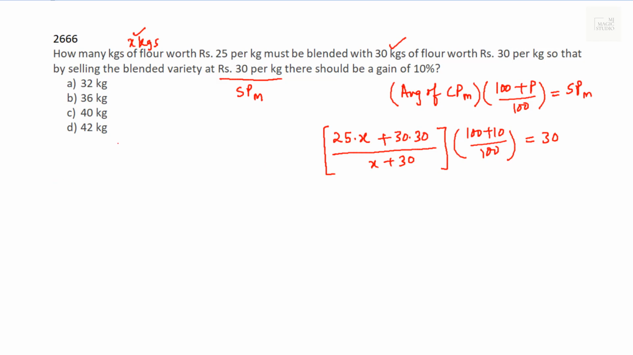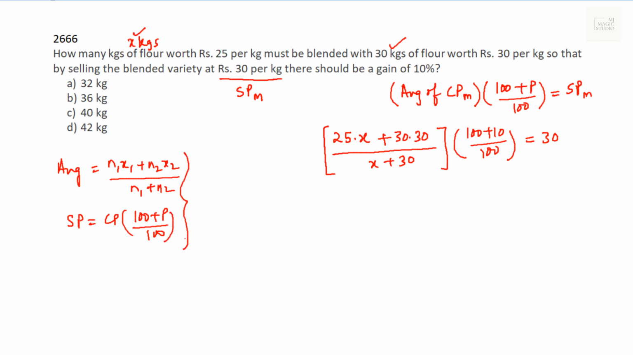The simple formula goes like this. How to find the average? We know that average is given by n1 x1 plus n2 x2 divided by n1 plus n2. That is what we have used. And selling price is cost price into 100 plus profit by 100. Both formulas used here. Now we just need to solve this and find the value of x.